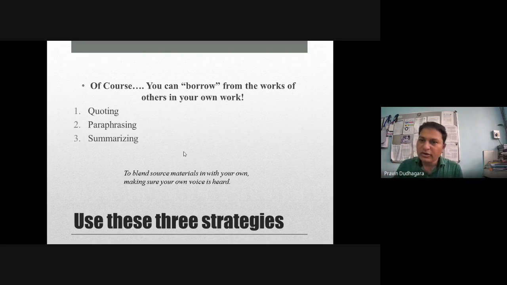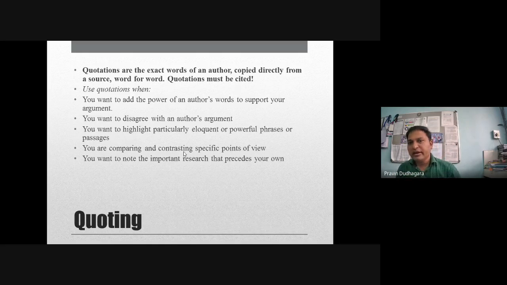Even in a quotation, sometimes you can say, according to a particular author, this famous sentence was proposed by, where you write the name of the author also. Clear? So we will go through them one by one. Quotations are the exact words of an author copied directly from a source, word for word. Quotations must be cited. Use a quotation when you want to add the power of the author's words to support your argument, when you want to disagree with an author's argument, or when you want to highlight particularly powerful words, phrases, or passages which are generally already quoted by the authors.